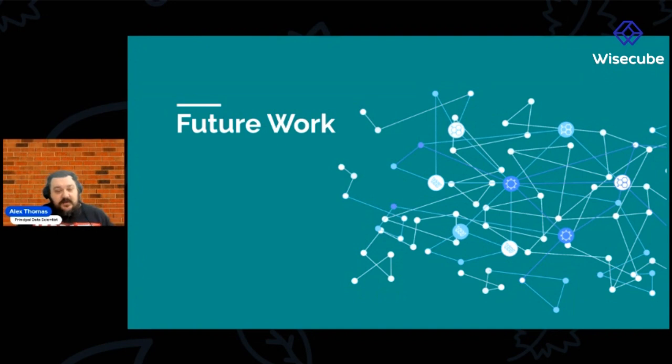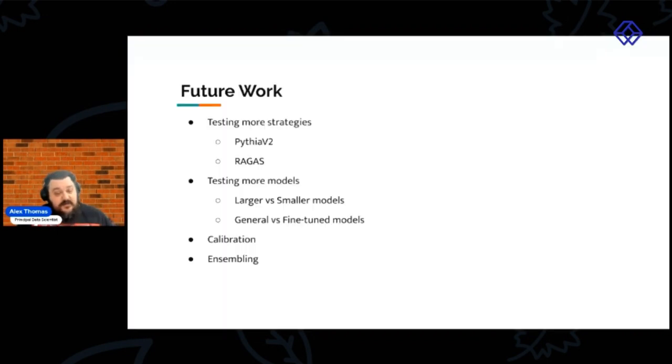So here's some future items that we're looking towards doing. There's testing against more strategies. We have a new version of the Pythia strategy in the works. There's also Ragas out there, which is another extraction-based one, but it's not based off of triples. It's based off of statements. And then we want to test more models, large models versus small models. So for example, GPT-4o versus 4o mini, the 70 billion Llama and Lynx 70 billion versus the 8 billion. We want to see how those work. And then also working on comparing general versus fine-tuned, like seeing Llama versus the Lynx model, which is based off of Llama. What sort of gains do we see from that?